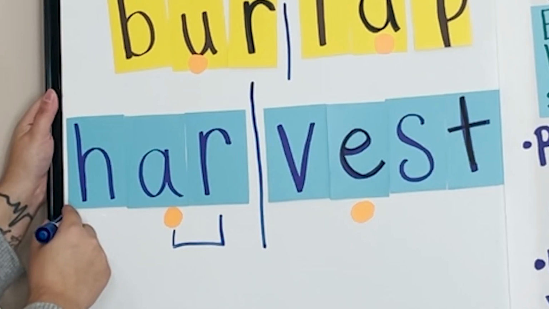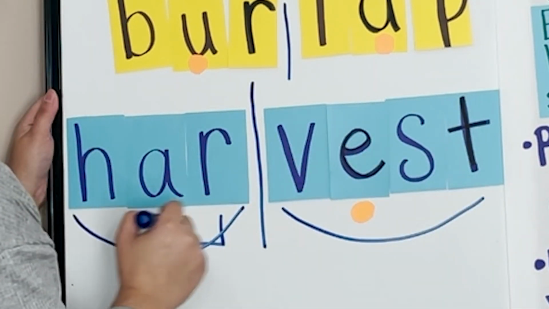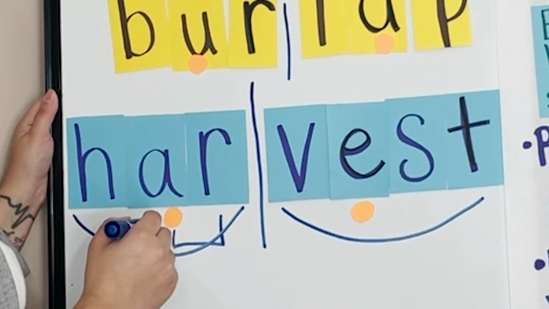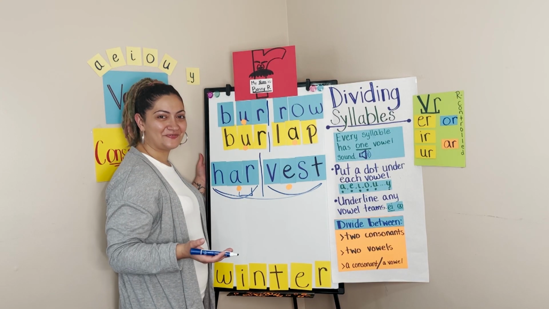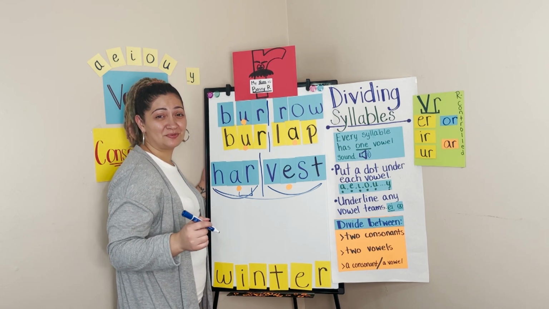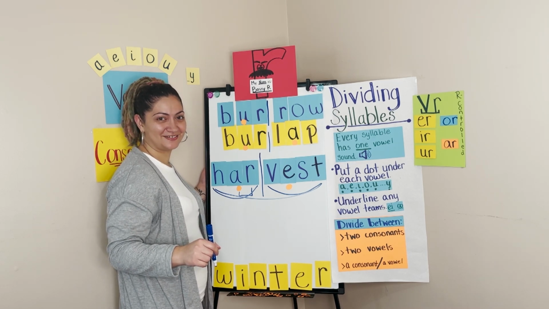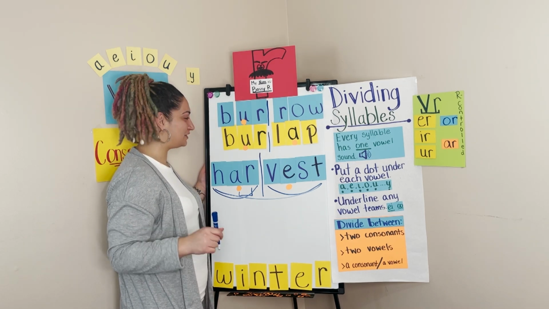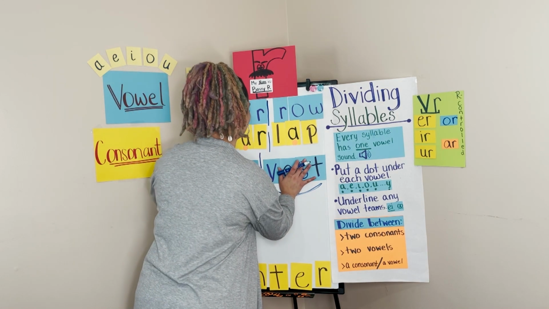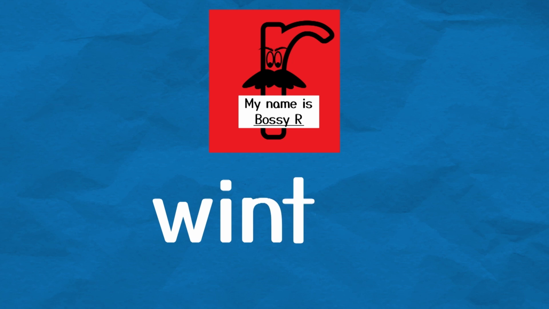All right, let's see what we got. Harvest. Harvest. What word? Harvest. And Groundhog, later in the story, was able to harvest all the plants that he grew in his garden. Yeah, I hope you look for that word. All right, scholars. Last word. W-I-N-T-E-R. R. I'm glad you remember.